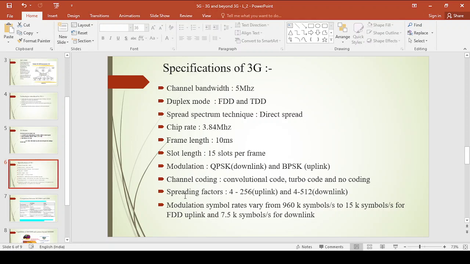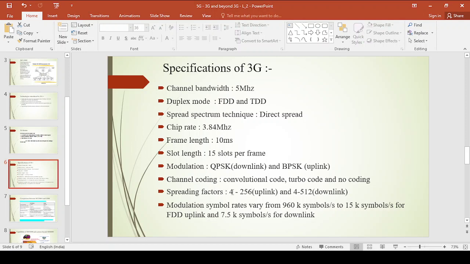Now coming to spreading factor. What is spreading factor? It is the ratio of chip rate to actual data rate, right? If you observe the definition, spreading factor is inversely proportional to data rate. Data rate and spreading factor are inversely proportional.